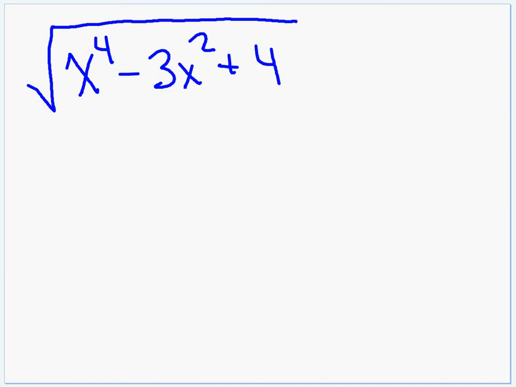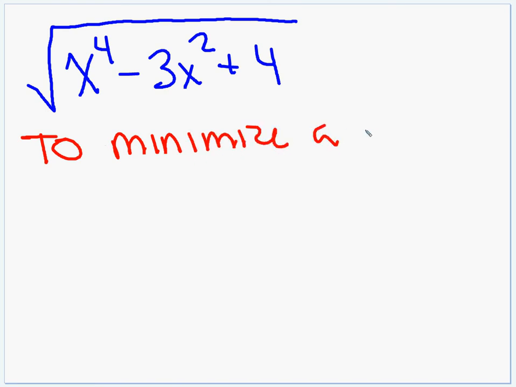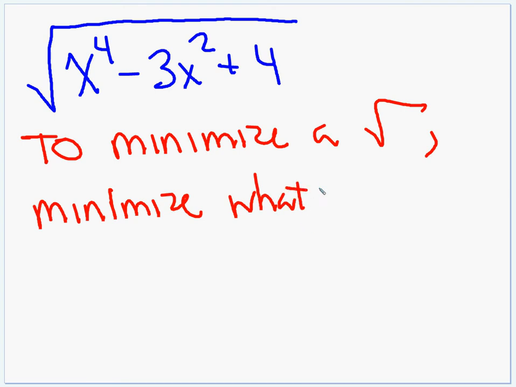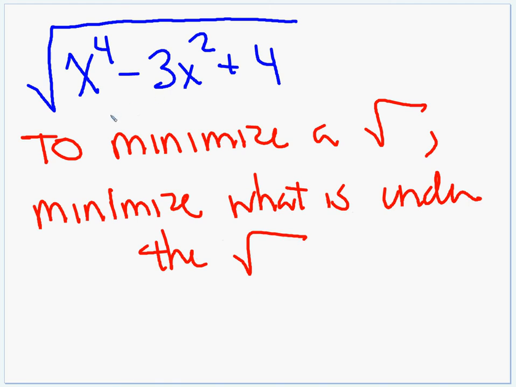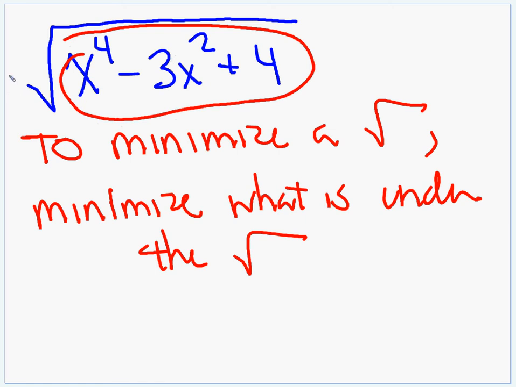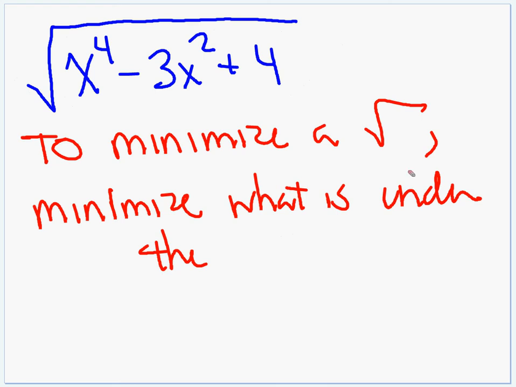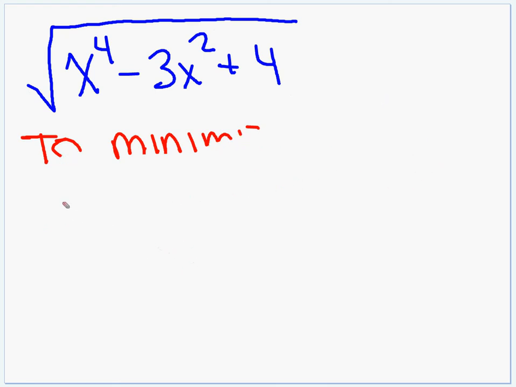And then, so we can get away with this. Let me write it out. To minimize a radical, minimize what is under the radical. Because if we minimize this stuff that's under the radical and get it as small as possible, when we square root that, it's going to get even smaller. So to make life easy, we can ignore the radical at this point in this specific problem.